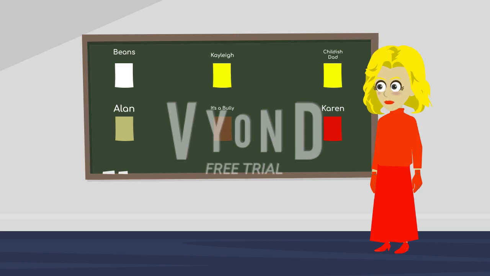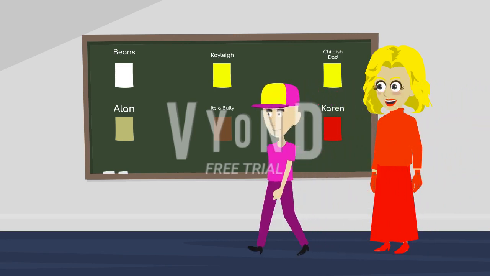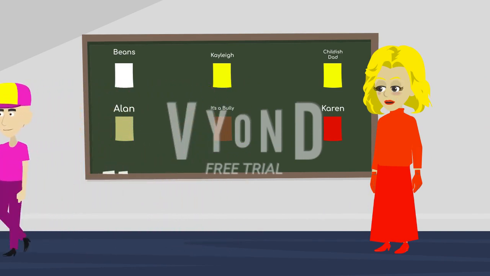You are welcome. Anyways, next is Beans. You got white, meaning nothing will happen. You can go home now. Okay, see you tomorrow, Mrs. Pomp. See you tomorrow, Beans.